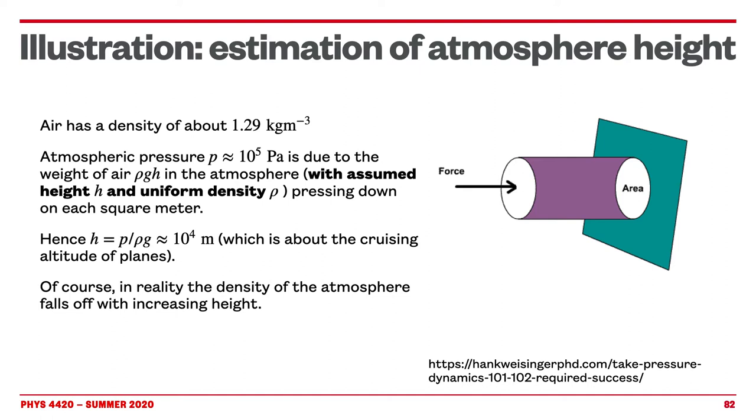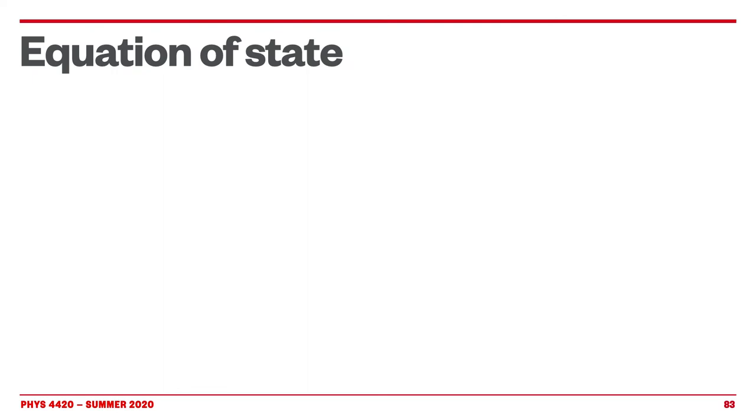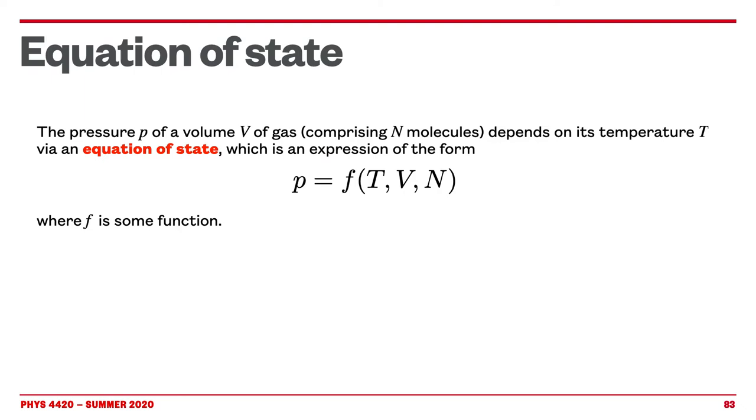Okay, so let's go to really the most important piece of this screencast. Before we do that, let me remind you of a very important thing, which is called the equation of state. A system can be described by a number of variables, for example temperature, pressure, volume, number of atoms, or number of particles.